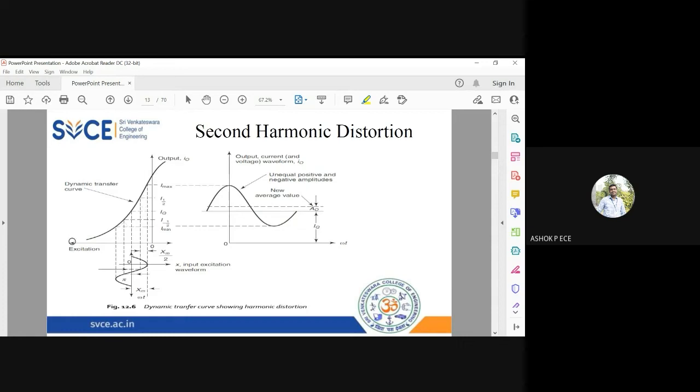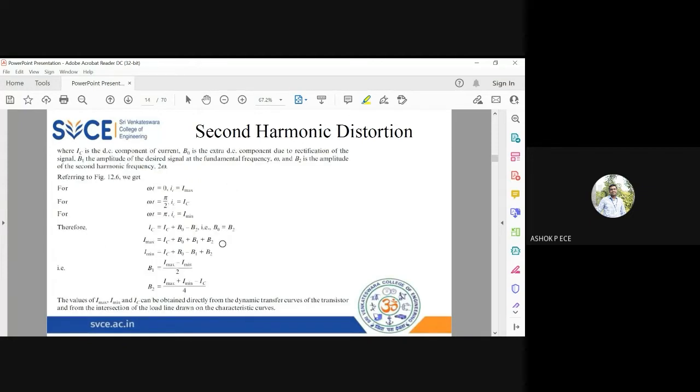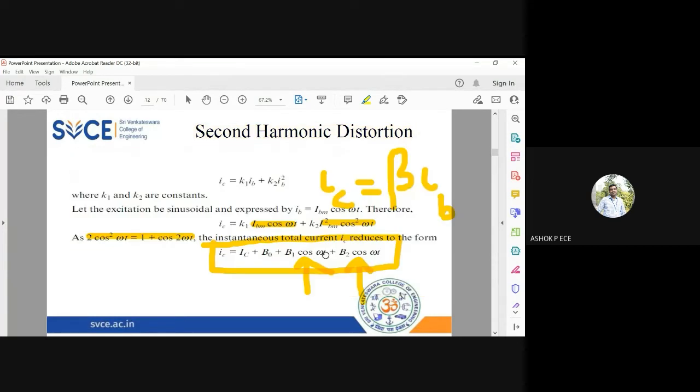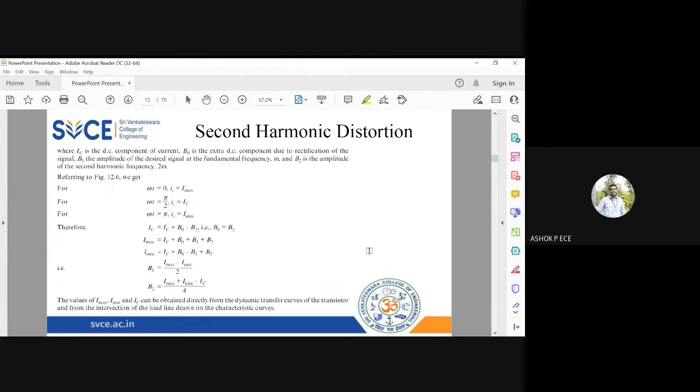So you see the graph here, the transfer characteristics graph. We are going to apply the different values, and I'm going to find the values of the constants. So when omega t equal to 0, put 0 in this equation. So IC will be equal to IC plus B0 plus B1 plus B2, because cos 0 is going to be 1. And it is going to be the maximum. So I'm going to have IC max.